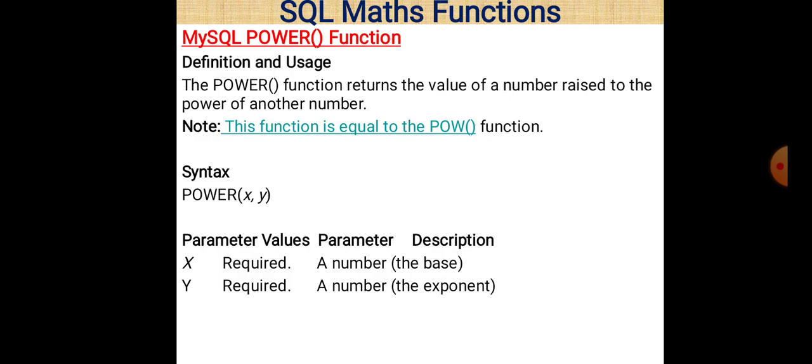The power function basically returns the value of a number raised to the power of another number, and this function is also equal to the POW function. Both are the same, you can use any one of them. Syntax is very simple, just write POWER and then pass two parameters x and y. Both are required parameters. Basically x is a number which is the base and y is a number that is the exponent. So if you just give POWER(2, 3), it means 2 power 3, which is 2 into 2 into 2, it will be our answer.